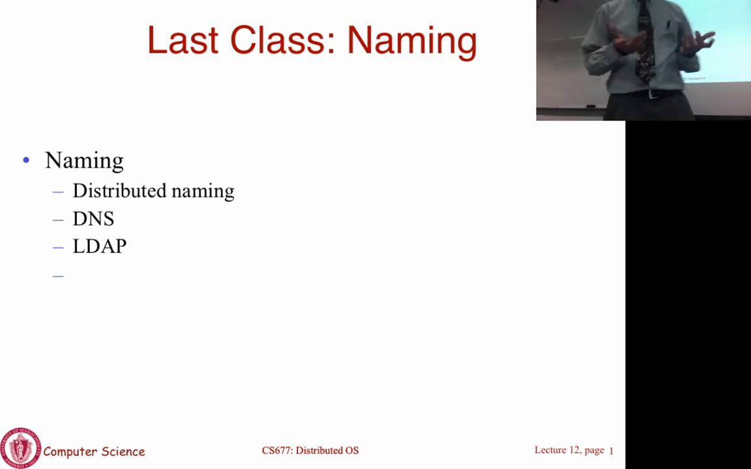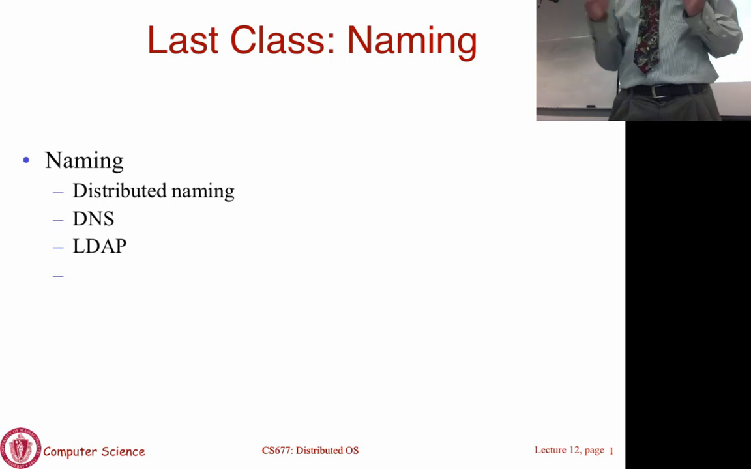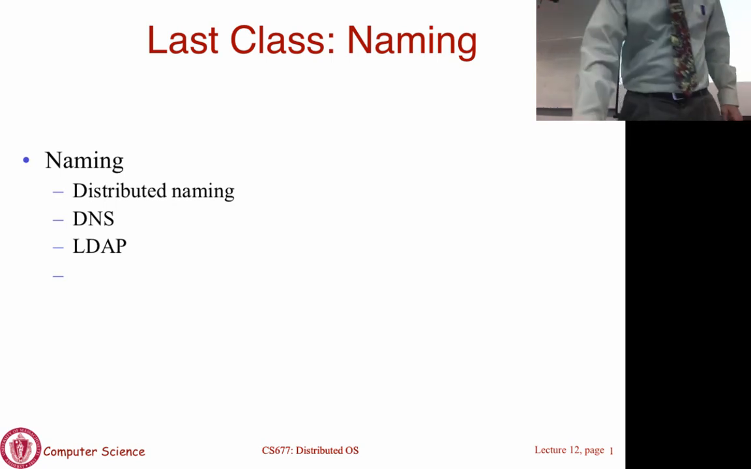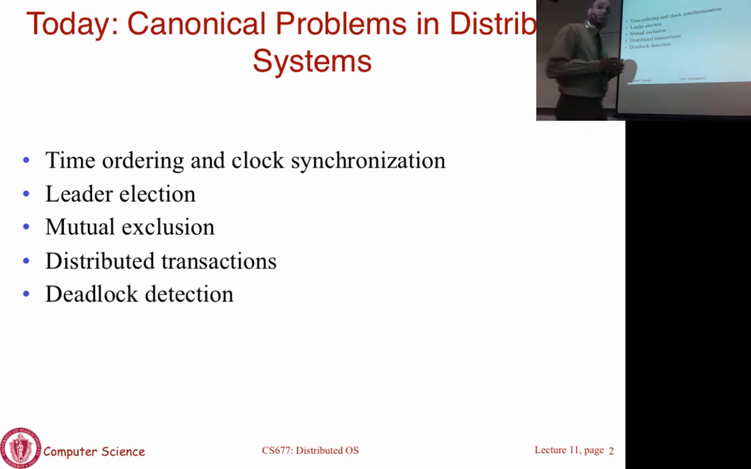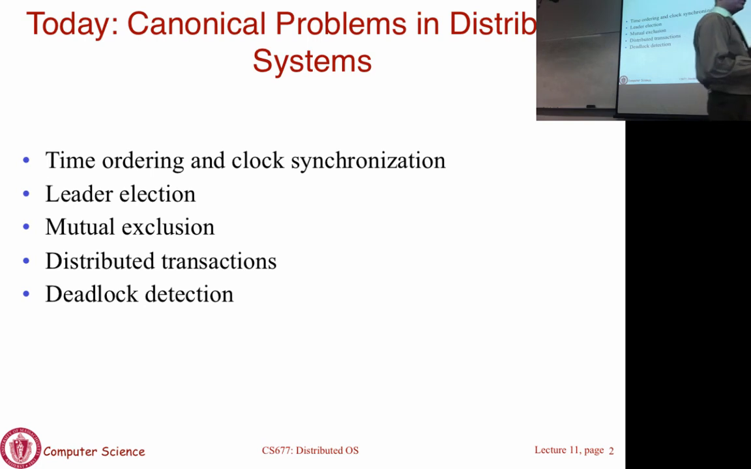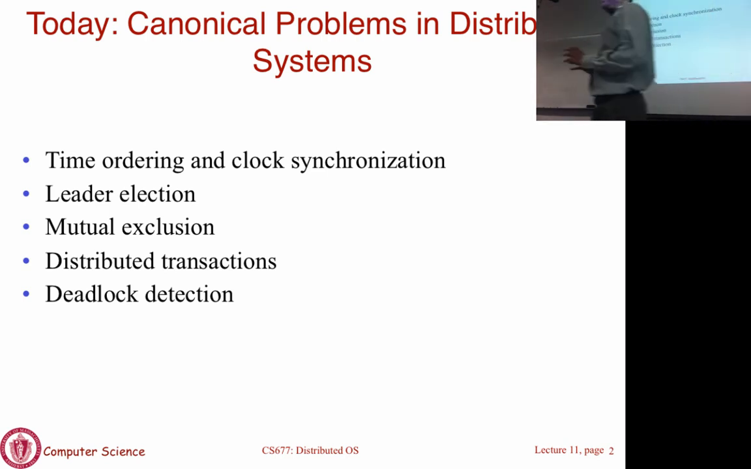Okay, but we'll now move on to the next topic, which is going to be on canonical problems. So this is sort of the middle third of the course where you learn about some fundamental problems that arise over and over again in distributed systems. In some sense, these problems we will discuss in the abstract, but they're really critical. They arise over and over again in any kind of distributed application.